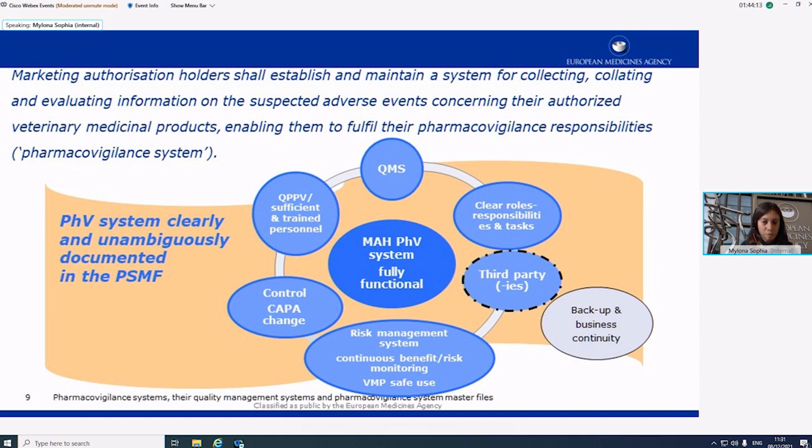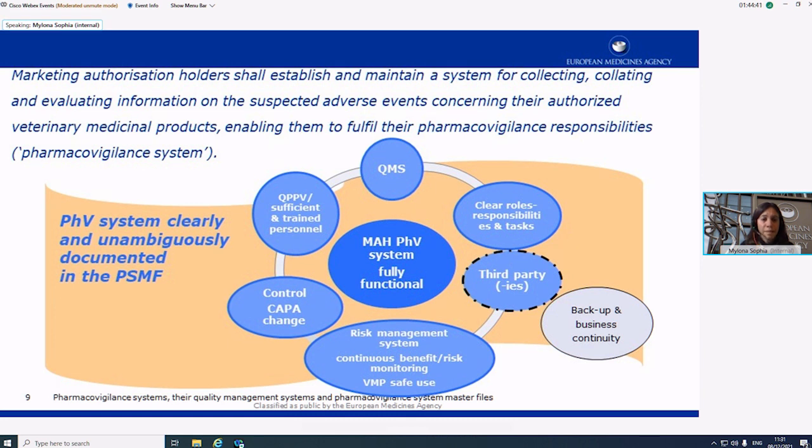Now, the other thing you can see here is the elements of the system. You are familiar with the QPV. We really need sufficient and trained personnel. Everyone involved should have clear roles and responsibilities and should be trained for their tasks. And this, of course, applies to third parties when you are delegating activities to third parties.